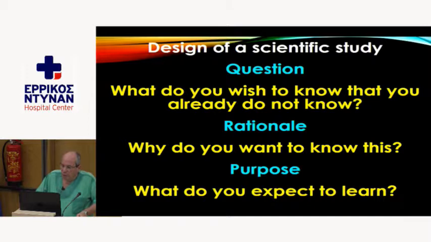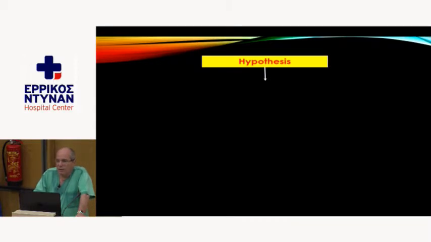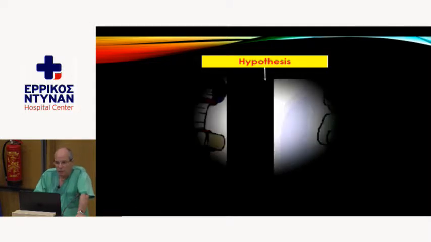When you want to design a scientific study, the first thing you must do is ask a question. What do you wish to know that you do not already know? The rationale is why do you want to know this, and the purpose of your study. What do you expect to learn? First of all is the hypothesis. The hypothesis means that you must think of something that must be the object of your study.